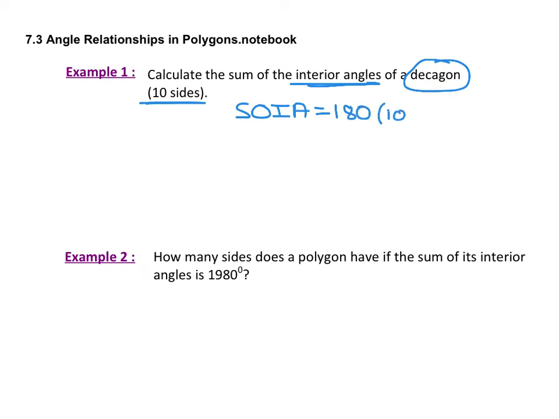So again, 10 sides minus 2. And we find out it's 1,440 degrees. So that is the sum of the interior angles. That's also key, because maybe the question might even ask, well, what are the angles of those vertices? So we'd have to do a little bit of extra math here.